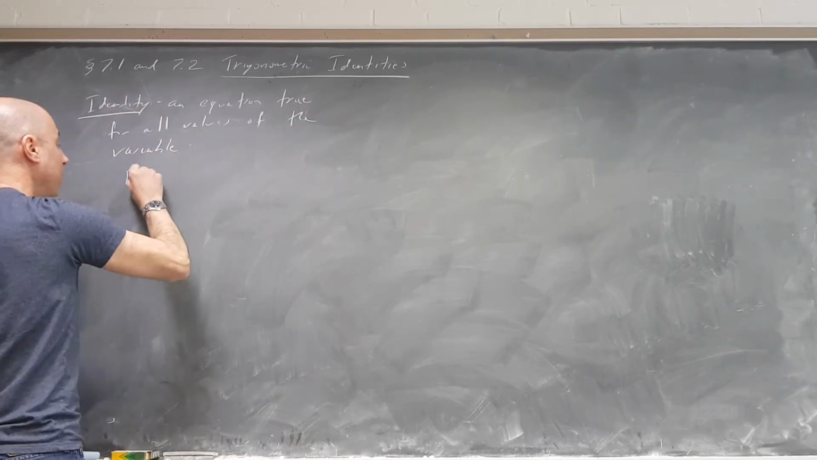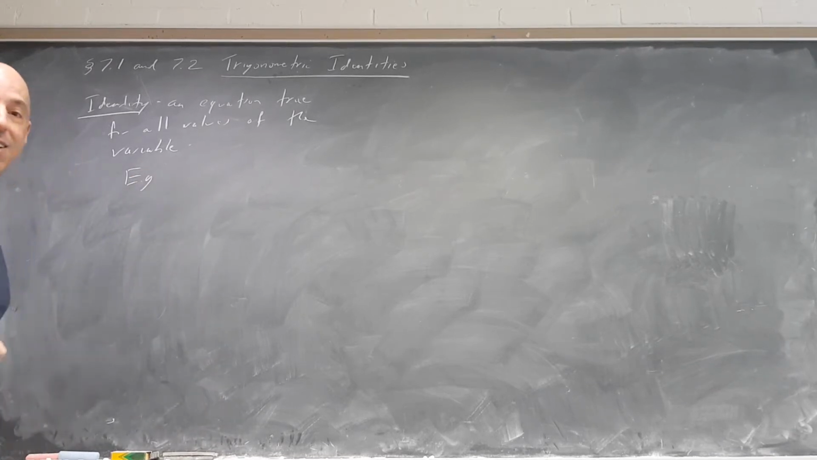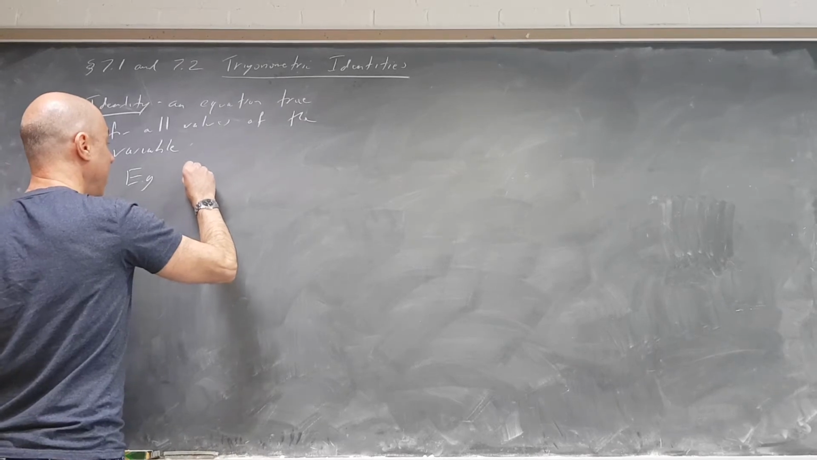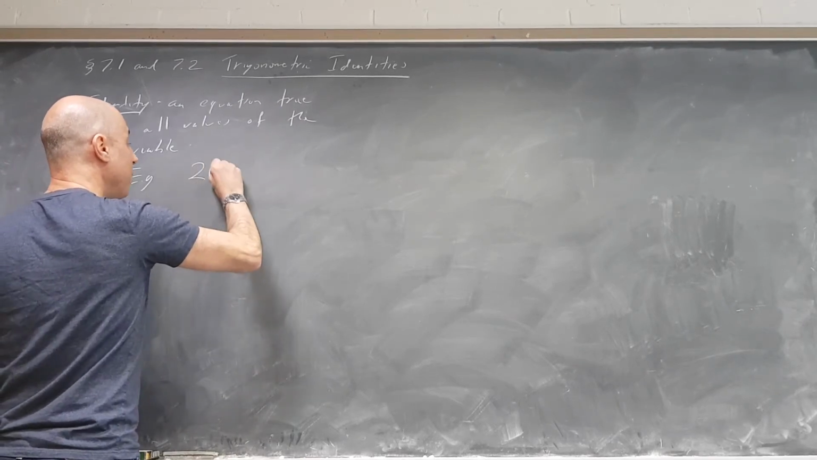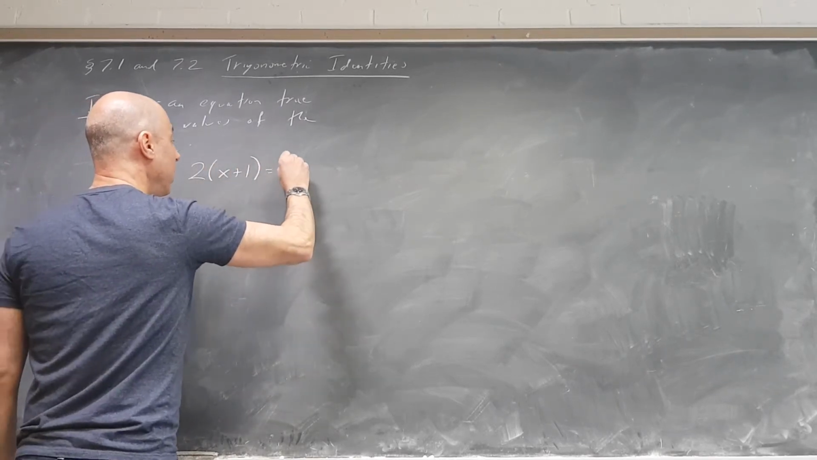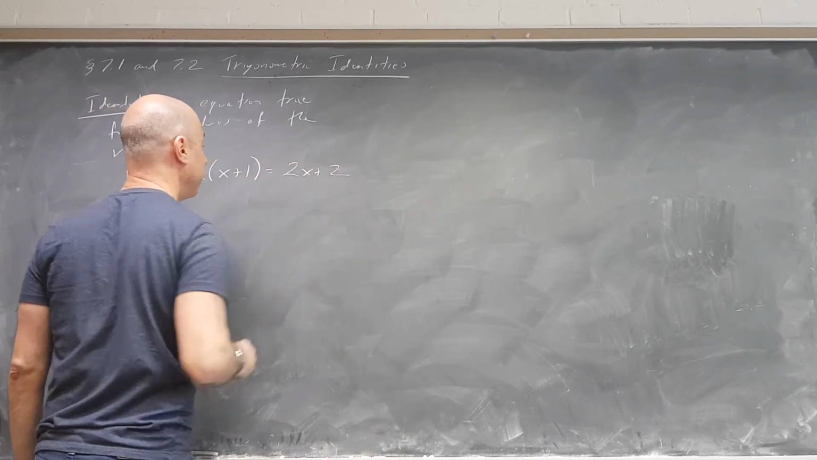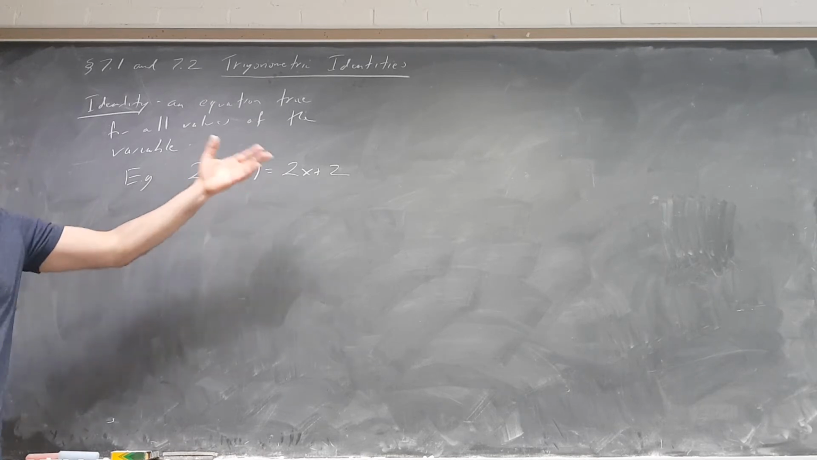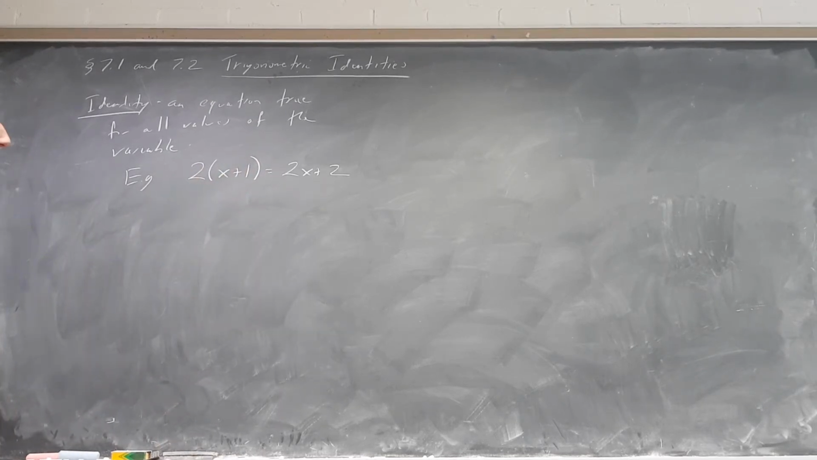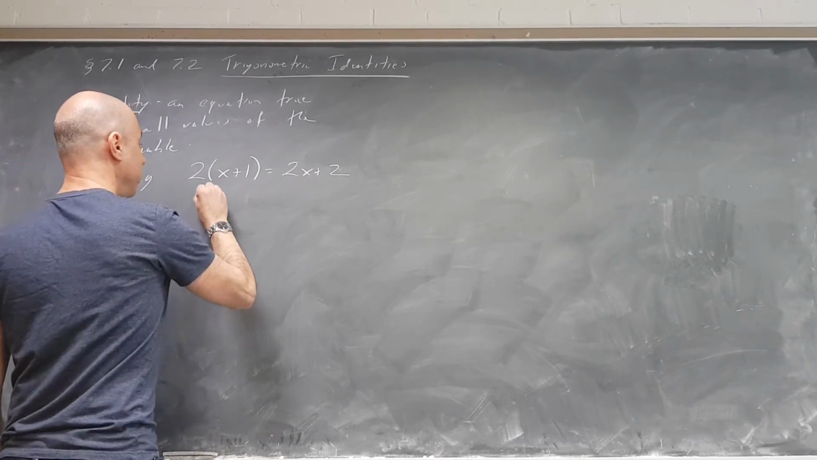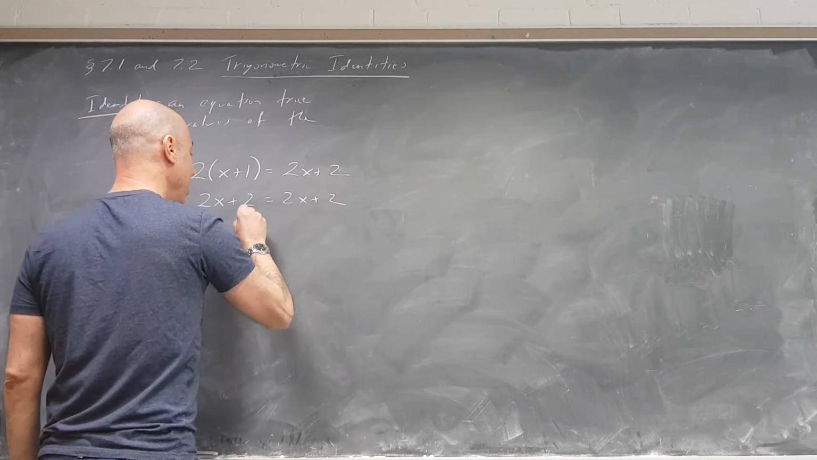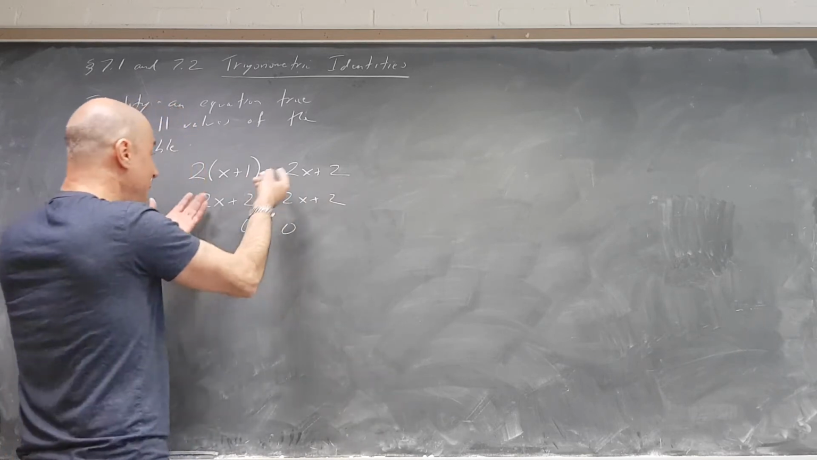For example, let me give you an identity that has nothing to do with trigonometry. Let's say I give you something like 2 times x plus 1 equals 2x plus 2. I don't care what x is. The left side of this equation is equal to the right side of this equation. If we try to solve this equation, we get 2x plus 2 equals 2x plus 2, or 0 equals 0. That's true no matter what x is.